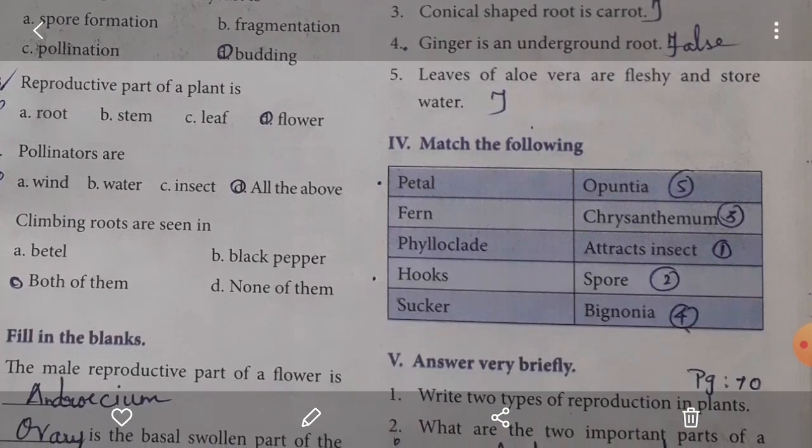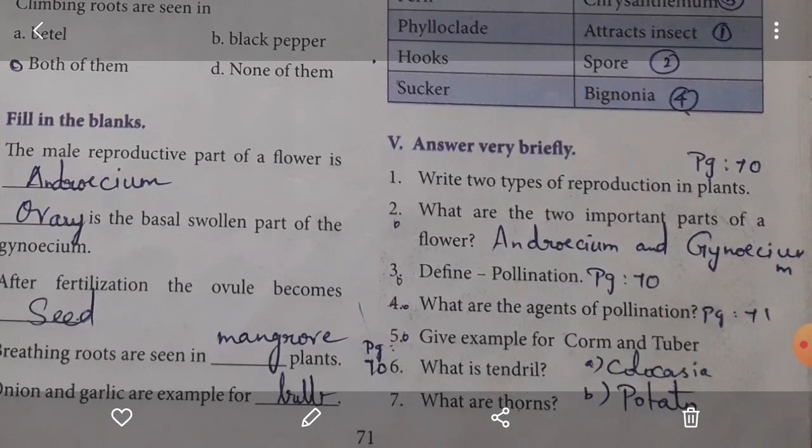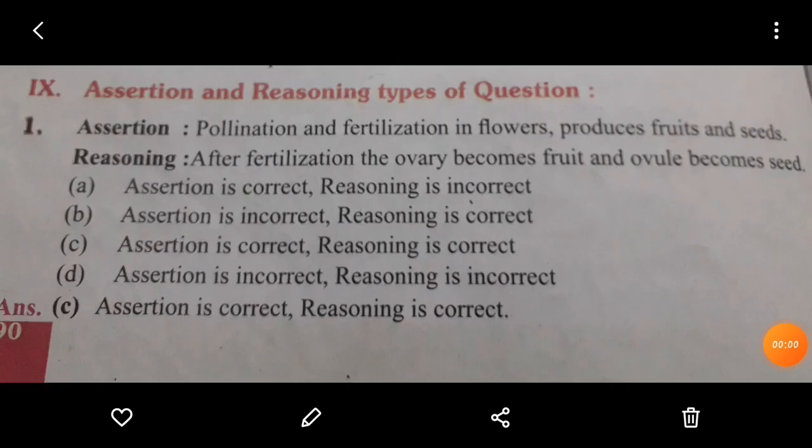And see the match the following, children. Petal, attract insects. Fern, spores. Third one, phylloclade, the answer is chrysanthemum. Fourth one, hooks, bignonia. And last one is sucker, Opuntia. Already I'll give you the question answers, children. Is this clear to you?